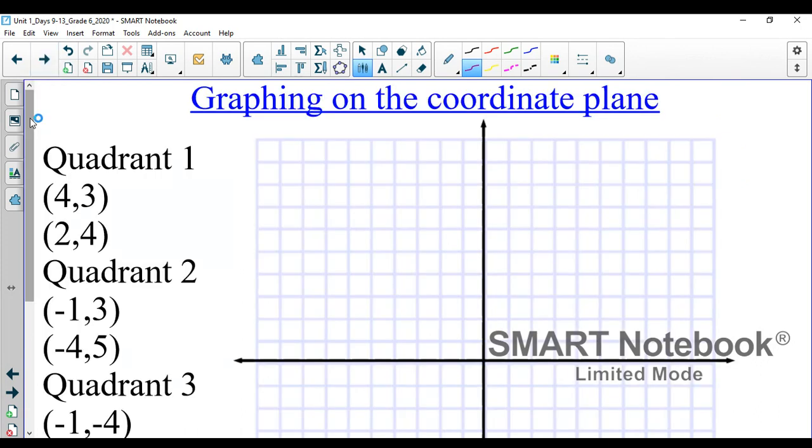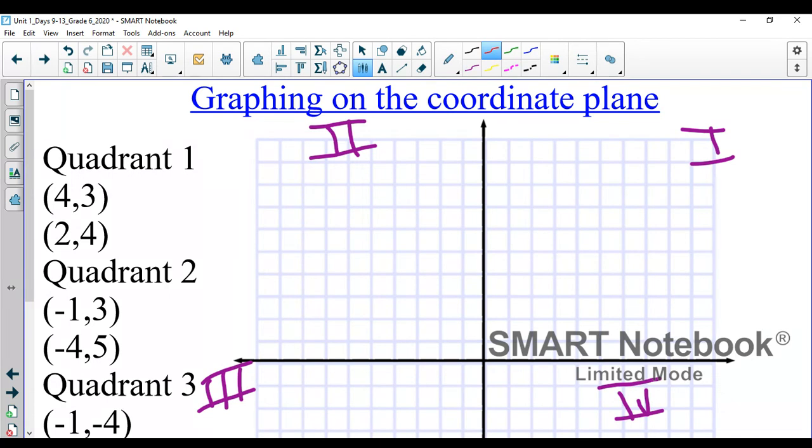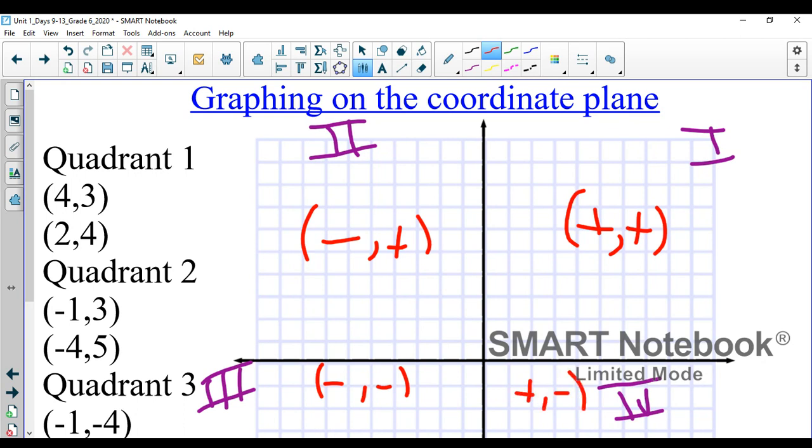Okay, graphing in the coordinate grid. There are 4 quadrants. Quadrant 1 is up here. Quadrant 2 is here. Quadrant 3 is here. Quadrant 4 is here. And all of these quadrants have some particular attributes. Everything in quadrant 1 is positive, positive because it's right and up. Everything in quadrant 2 is negative, positive because it's left and up. Quadrant 3 is negative, negative because it is down and left, and quadrant 4 is positive, negative because it's right and down.